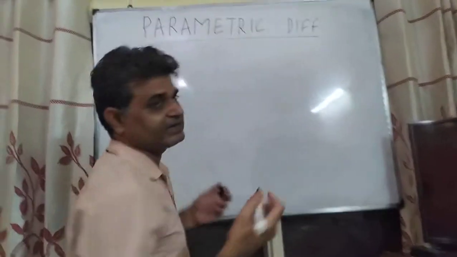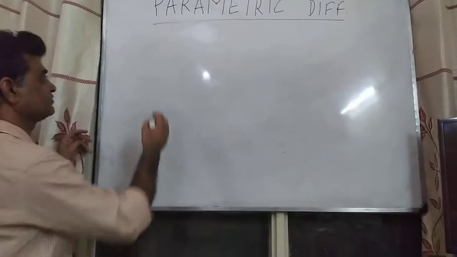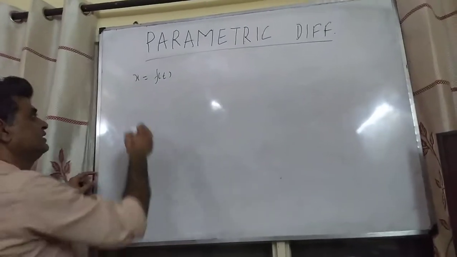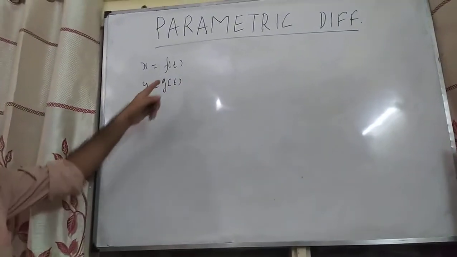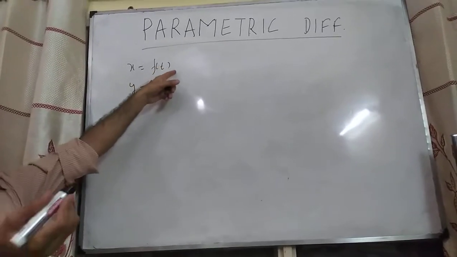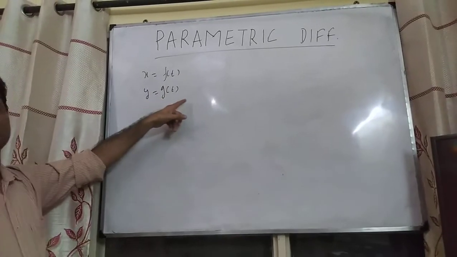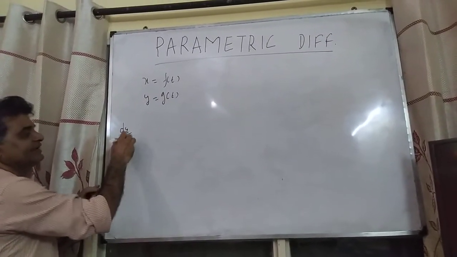So what is parametric differentiation? First of all, we will discuss what it is. Here x is represented in terms of t, a third parameter, and y is also represented in terms of the third parameter. Say t is time; t may be any quantity. But in case it is time, x is represented in terms of t, and y is represented in terms of t. Then how do we find dy by dx?